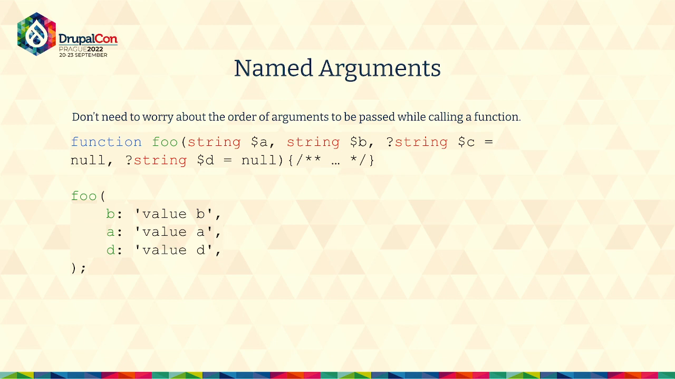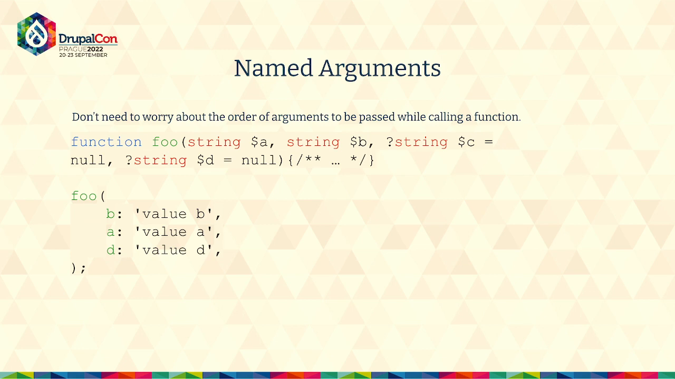So what we have with PHP 8 is named arguments, which means that while calling a function, you pass it in a key value pair, which says that the value that you're passing in maps with this argument, right? So if you look at this example, we have a function foo which takes in four different arguments, A, B, C, D. And while we're invoking this function, we're passing the arguments in a different order, right? But it's keyed with the parameter name, right? So you no longer need to worry about it.